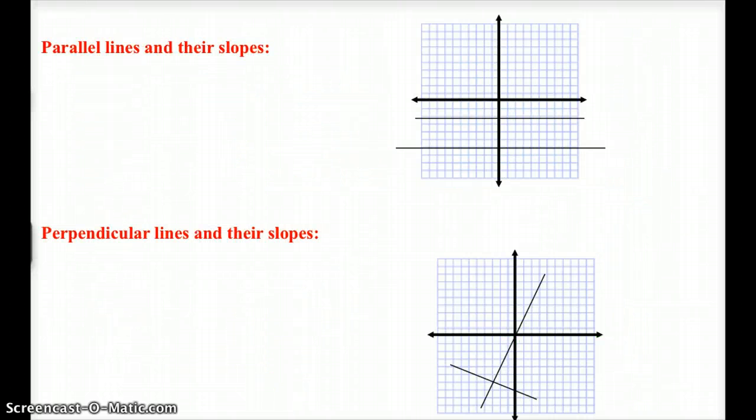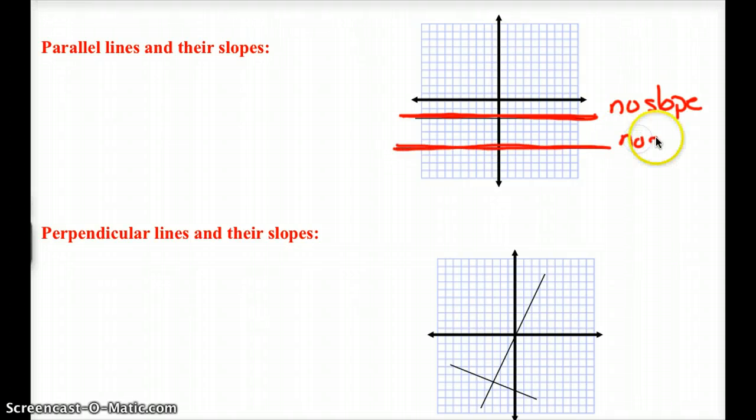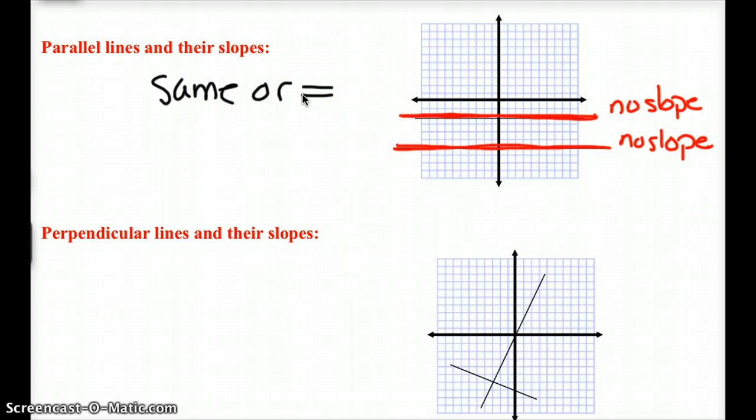Okay, let's move on. So parallel lines and their slopes. You guys don't have a graph in your notes, but I put a graph on here to help us look at parallel lines and slopes. First off, what kind of slope does this line have? Okay, good. So you're writing no slope. What kind of slope does this one have? That one also has no slope. When you have parallel lines, their slopes are the same or equal.